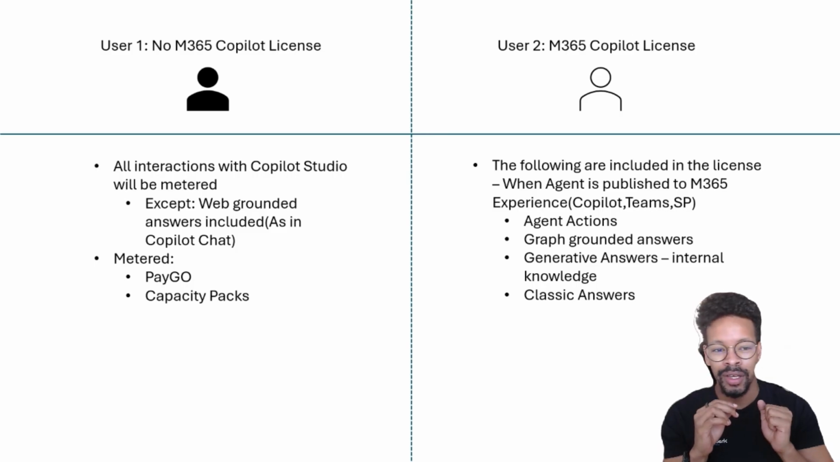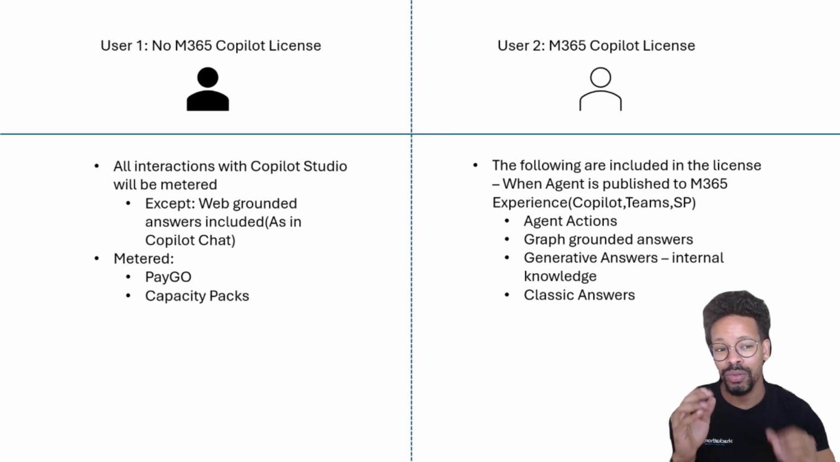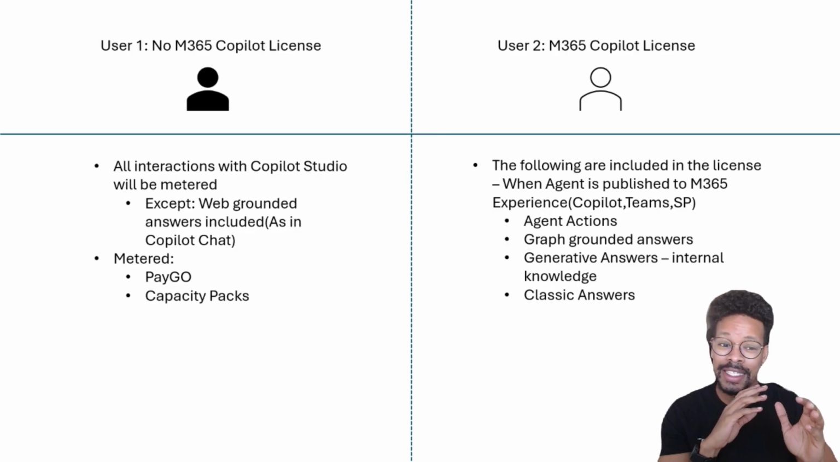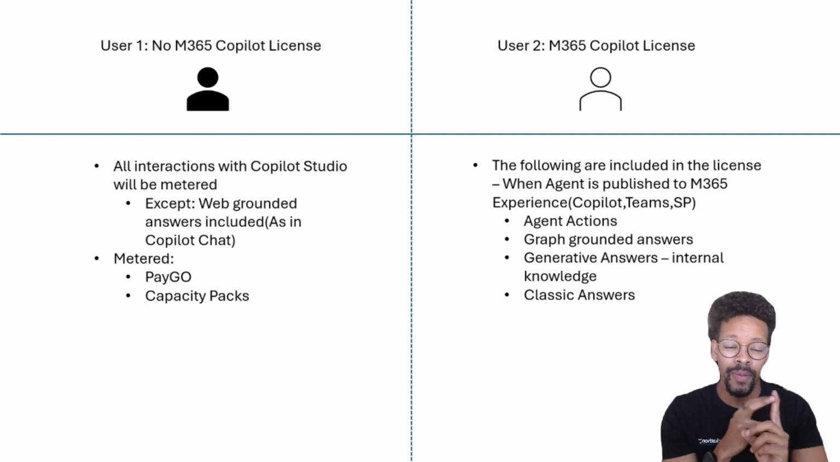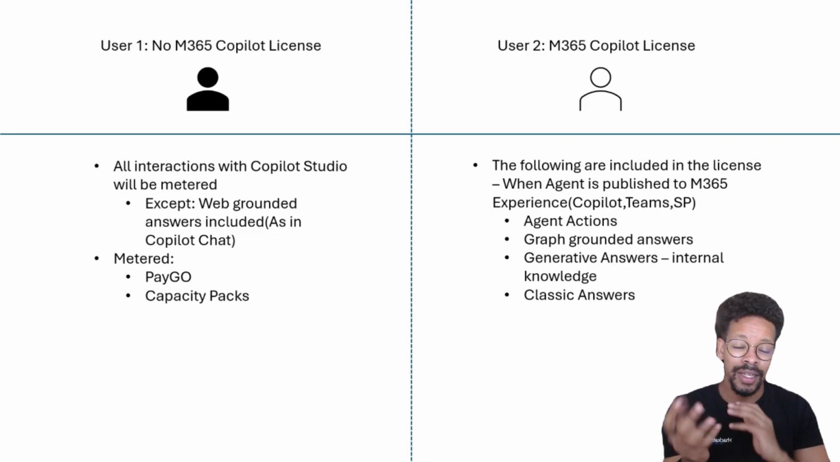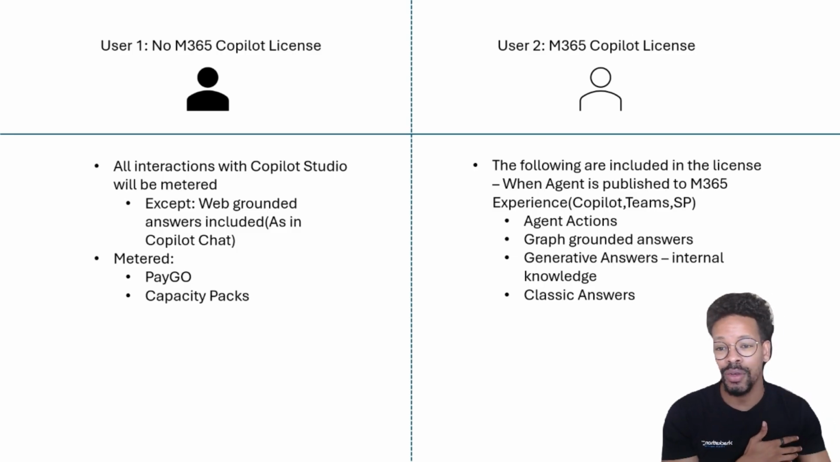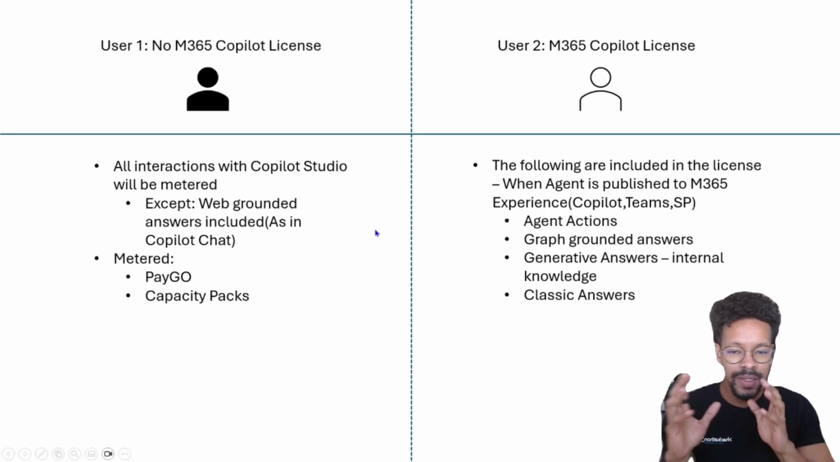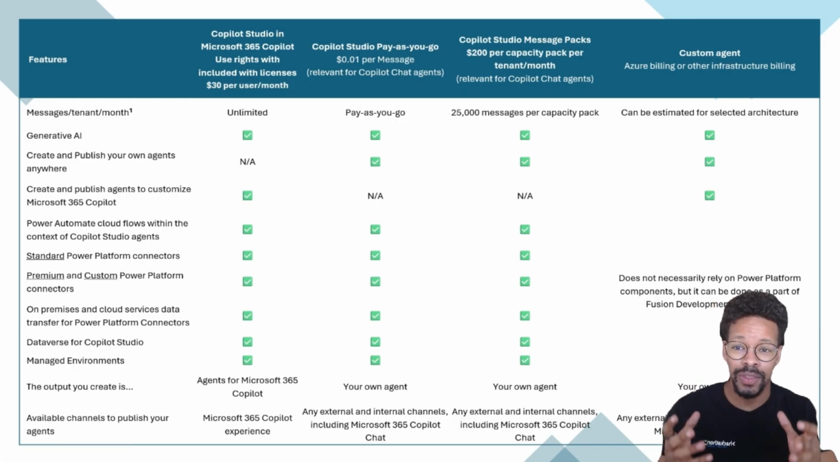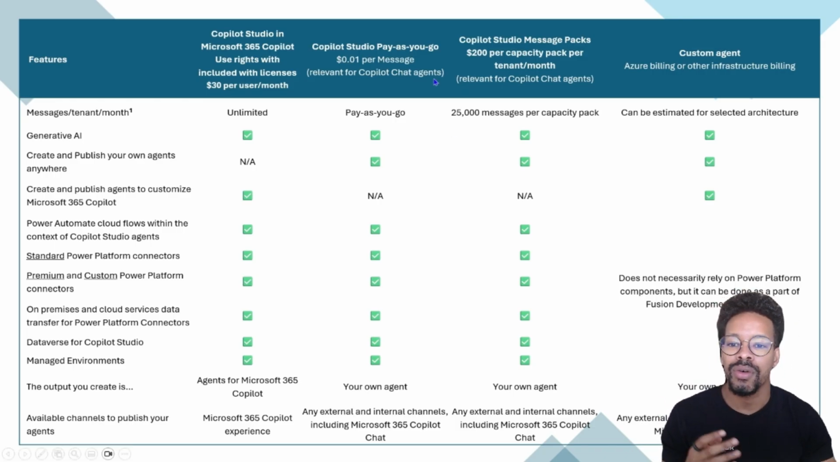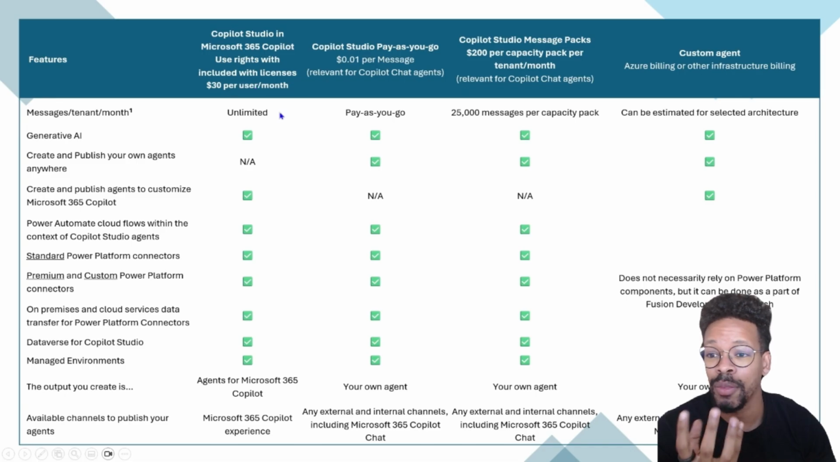But here is the catch: when the agent is published to the M365 experience, this means that the agent is published in M365 Copilot, Teams, or SharePoint. Once you start publishing to other channels, then this user has to pay, as the user on the other side here. I hope this made it a little bit clear, but let's jump into the included things for the different licenses. So as you can see here, you have unlimited messages for the M365 Copilot user license, which is $30 per user a month.